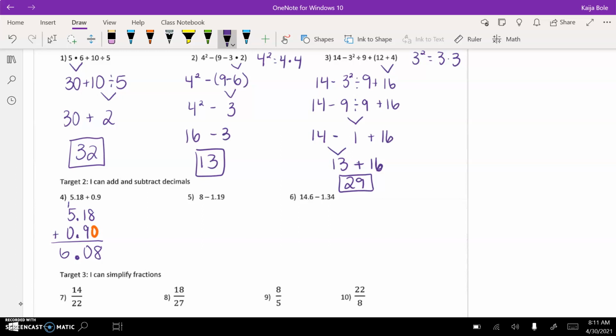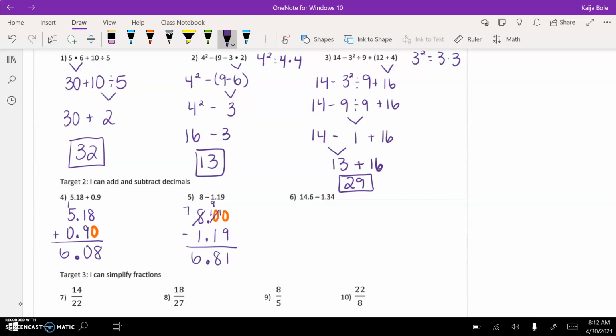Next I have subtracting. Now remember, whole numbers, the decimal comes at the end. So this is really 8.00 minus 1.19. And now I have to do some borrowing. Bring my decimal down first. So 8 becomes a 7. The 0 becomes a 10, but then I have to borrow again. So that 10 becomes a 9. 10 again. So 10 minus 9 is 1. 9 minus 1 is 8. And 7 minus 1 is 6.